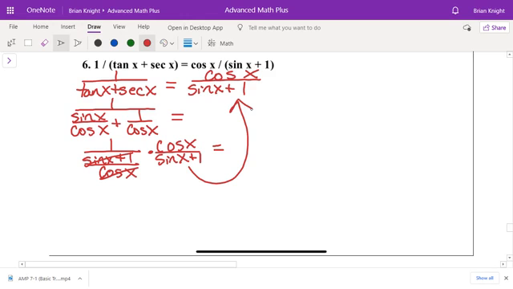Again, you're just trying to get the same thing on both sides of the equals. As soon as you do, you're finished. You can work both sides if you need to. You just can't move something from one side over to the other. Everybody good on 6?